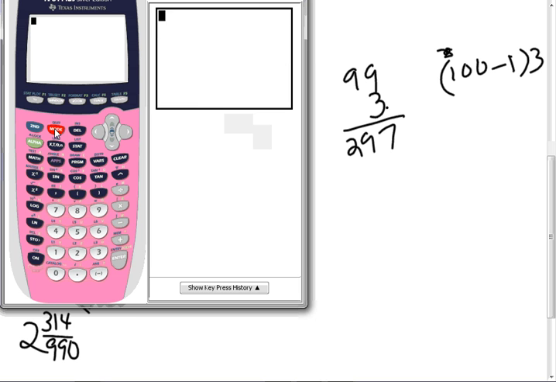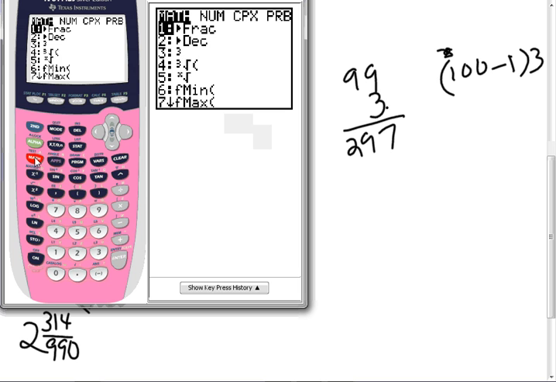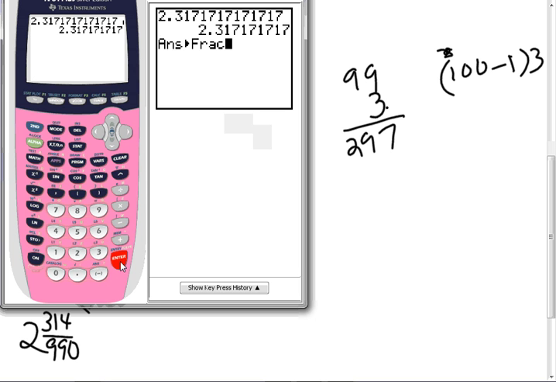Okay, so it was 2.01. Have I got that wrong? No, 2.317. Let's see if this will do it. And then we're going to go to math and see if it'll change it to a fraction. So I have 1147 over 495.